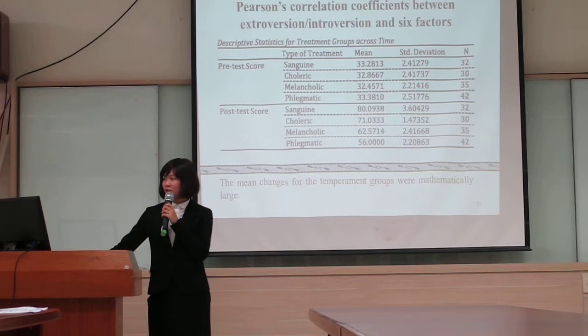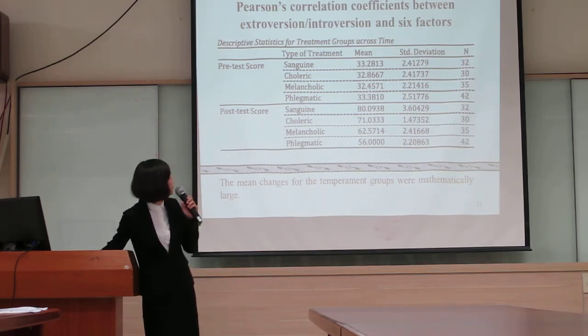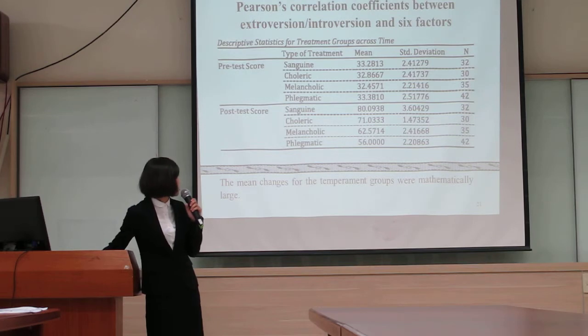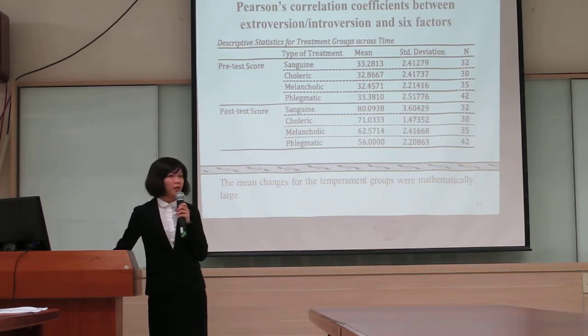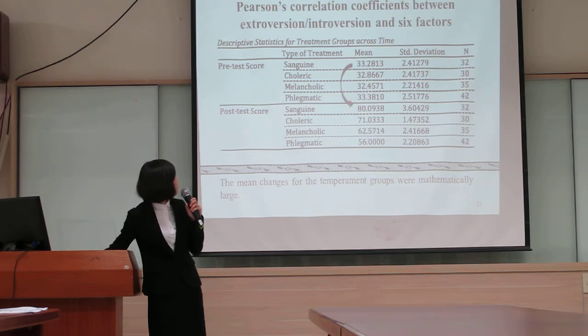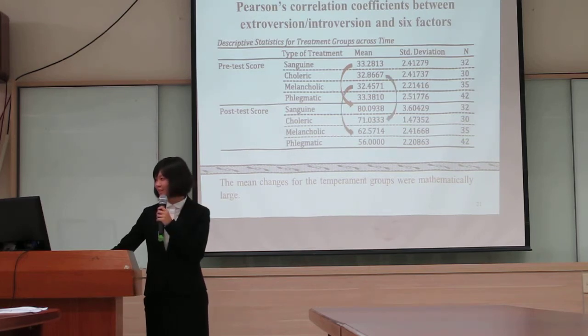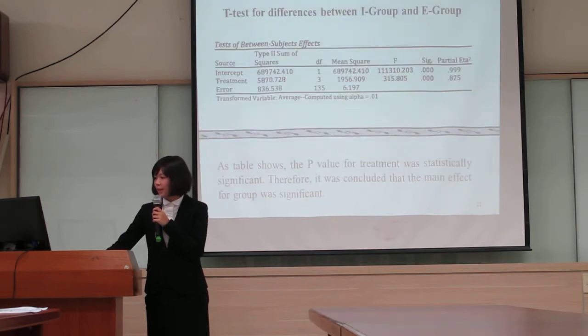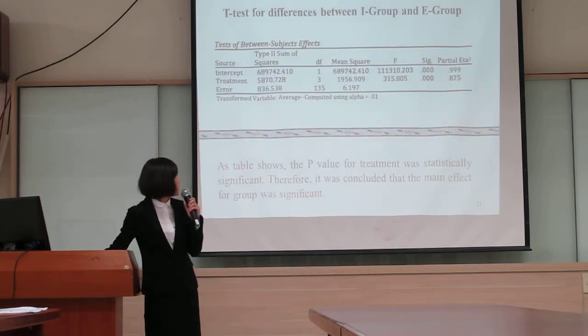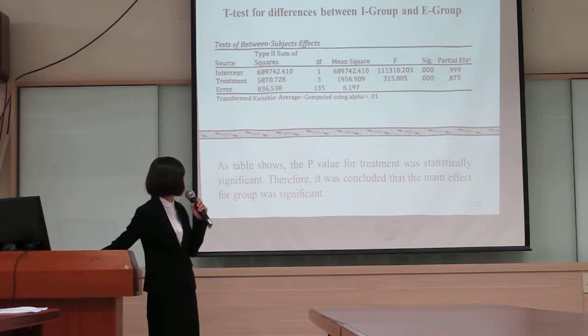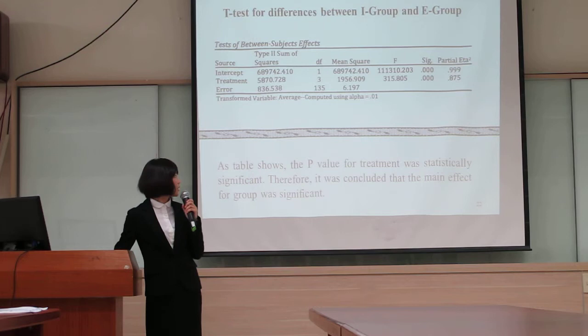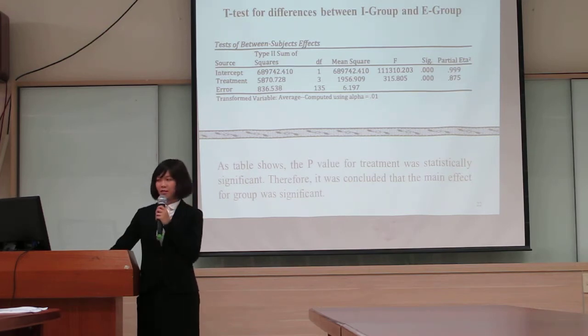It is Pearson's correlation coefficients between extroversion, introversion, and 6 factors. The mean changes for the temperament groups was mathematically large. For example, the pre-test mean was 33, while the post-test mean was 80 for the sanguine group. And as this table shows, the p-value for treatment was statistically significant. Therefore, it was concluded that the main effect for group was significant.